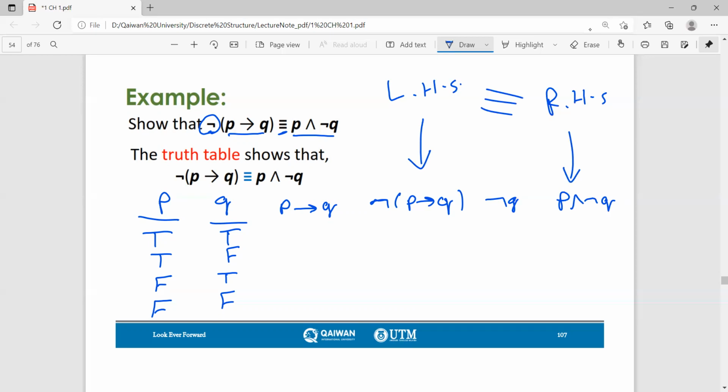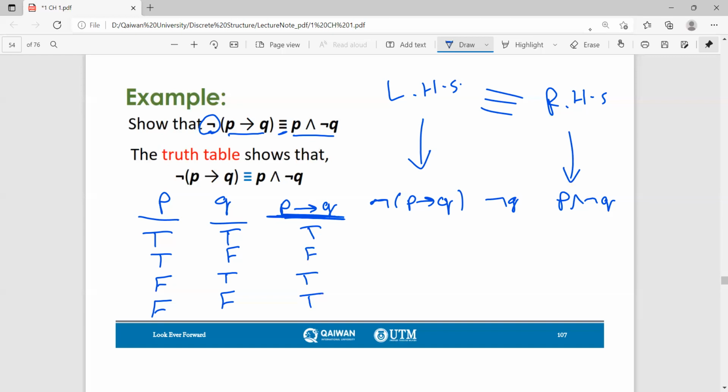Okay? The left hand side is negation of P then Q. And in the right hand side, you have P and negation Q. Look, for the first one, it's P then Q. It goes from P to Q. True then true is true. True then false is false. False then true is true. False then false is true. So that's for the first one.